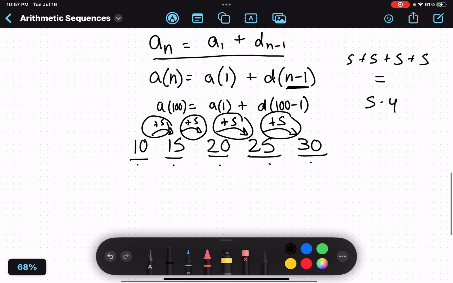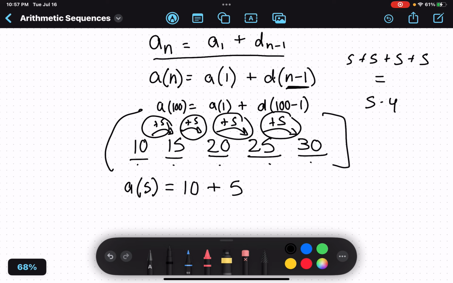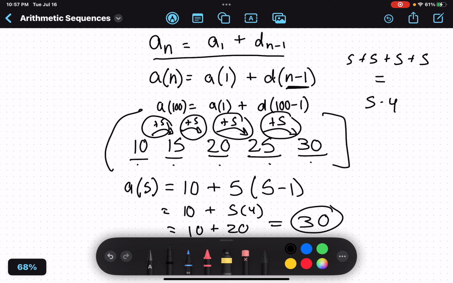So that is what that means, and let's prove it. I'll try this formula on the example I have right here. If we wanted to find the 5th term, which we already know, we would take the first term, a1, which is 10, plus our common difference, 5, times 5, the number we're trying to find, minus 1, which equals 10 plus 5 times 4, which equals 10 plus 20, and that is equal to 30. Bam, bam. Checks out. This formula works.